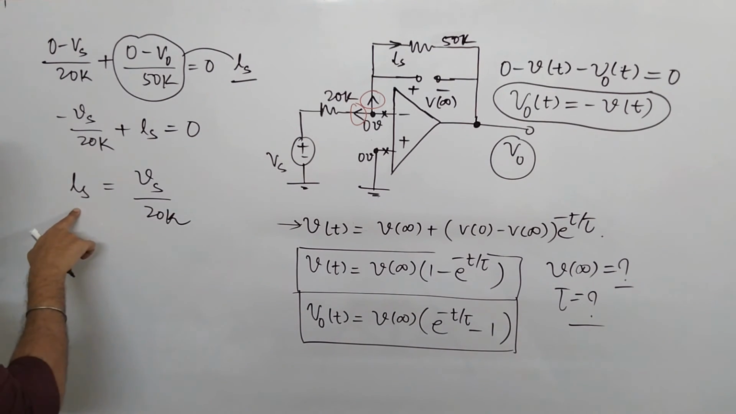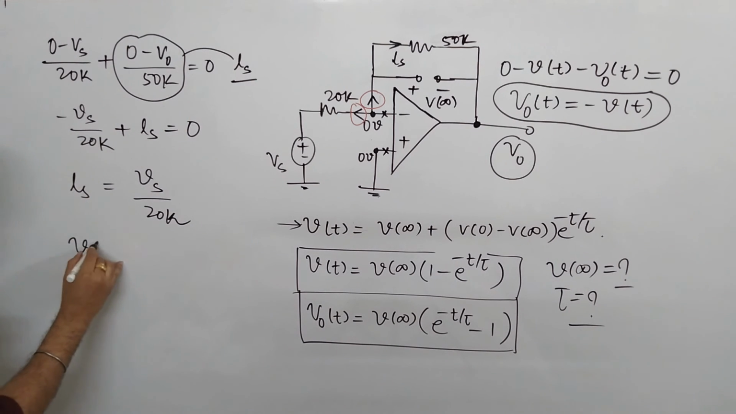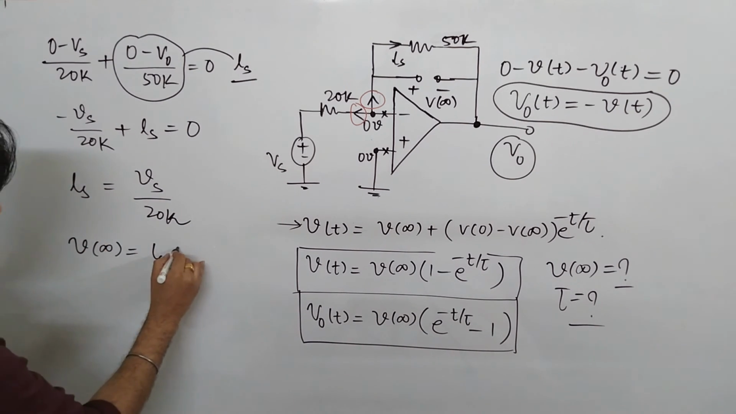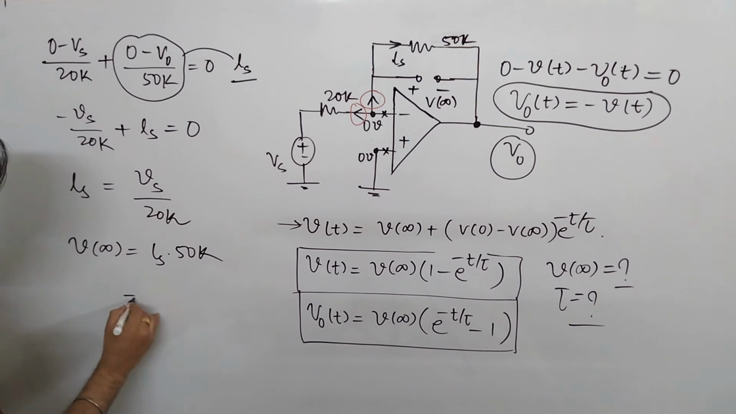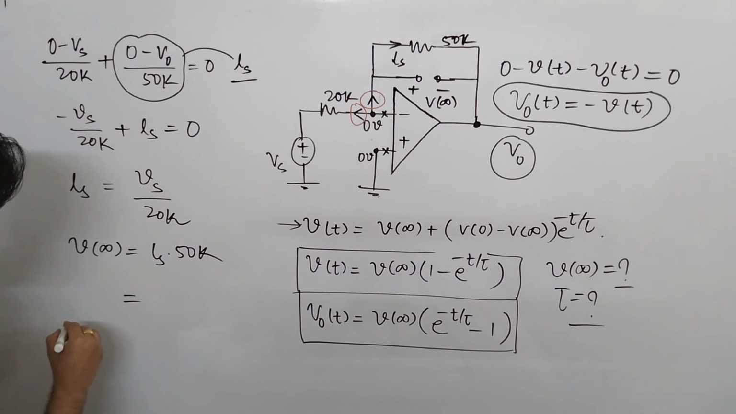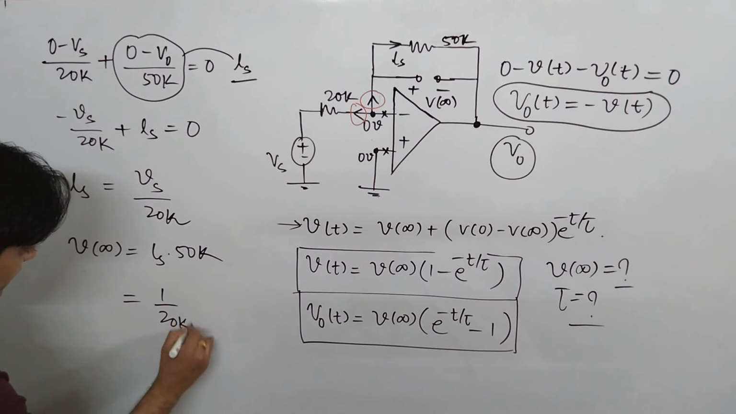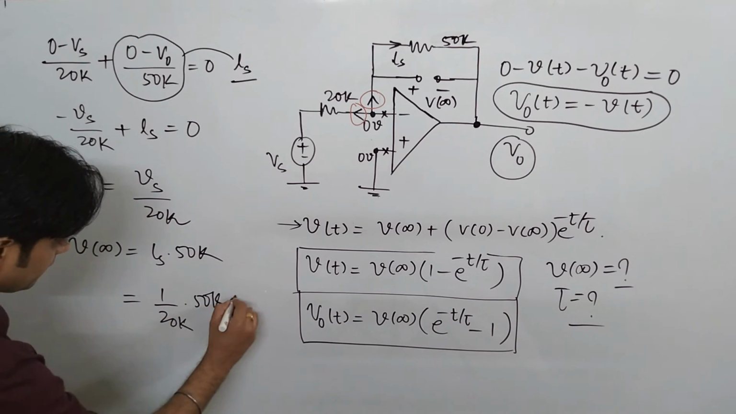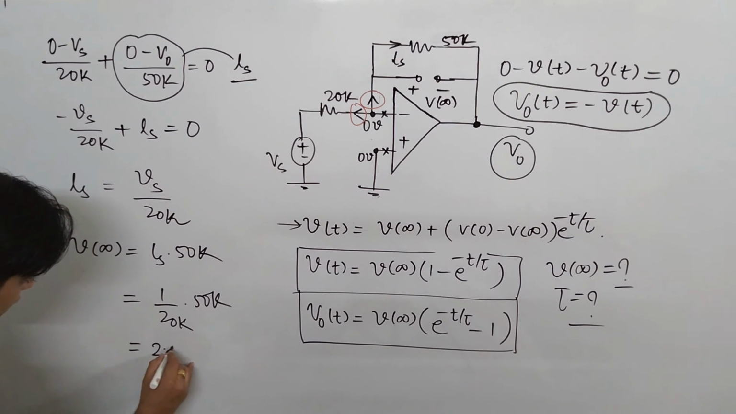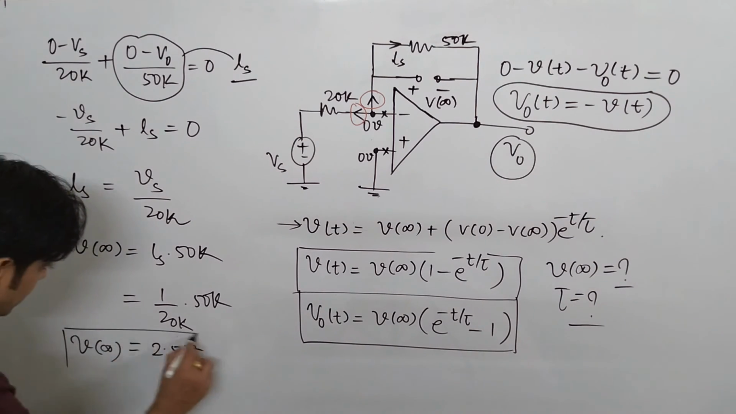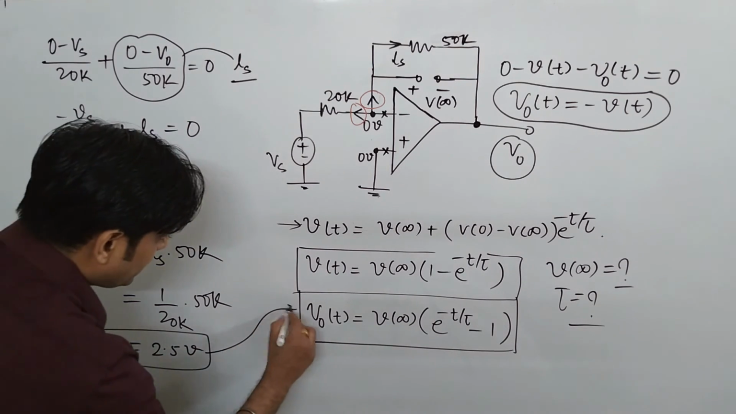So if you know the value of Is, can you find the value of V infinite? Yes, the value of V infinite comes to be Is into 50K. What is the value of Vs? It is 1. So that comes to be 1 upon 20K into 50K. From here the value of V infinite comes to be 2.5 volt. This is the value of V infinite. So simply put this value here.